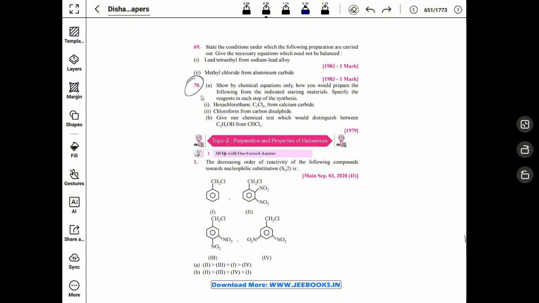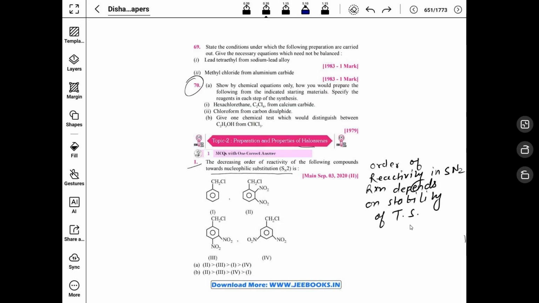Topic 2, preparation and properties of haloarenes. Question number 1: the decreasing order of reactivity of the following compounds towards nucleophilic substitution reaction. This question is very important, therefore I would like to explain it in detail, and I will take a bit more of your time. So first we should know that the order of reactivity in SN2 reaction depends on the stability of the transition state. If the transition state is more stable, then the reaction will be faster.